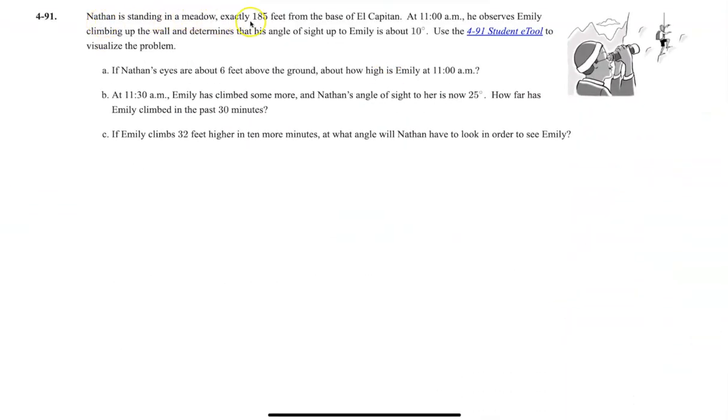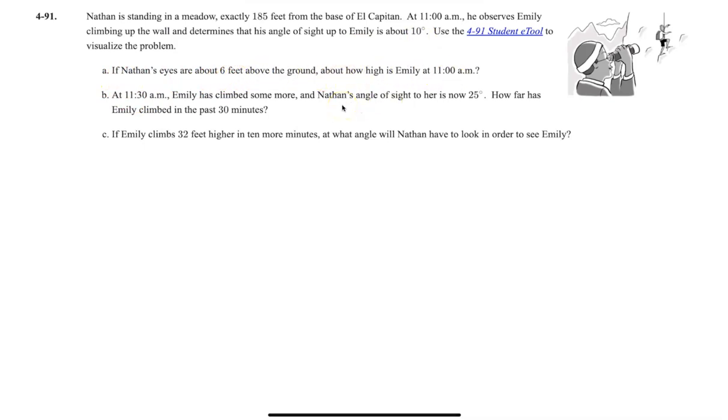Nathan is standing in a meadow exactly 185 feet from the base of El Capitan Mountain. At 11 a.m., he observes Emily climbing up the wall and determines that the angle of sight up to Emily is about 10 degrees. So they want to solve first: if Nathan's eyes are about 6 feet from the ground, how high is Emily at 11?